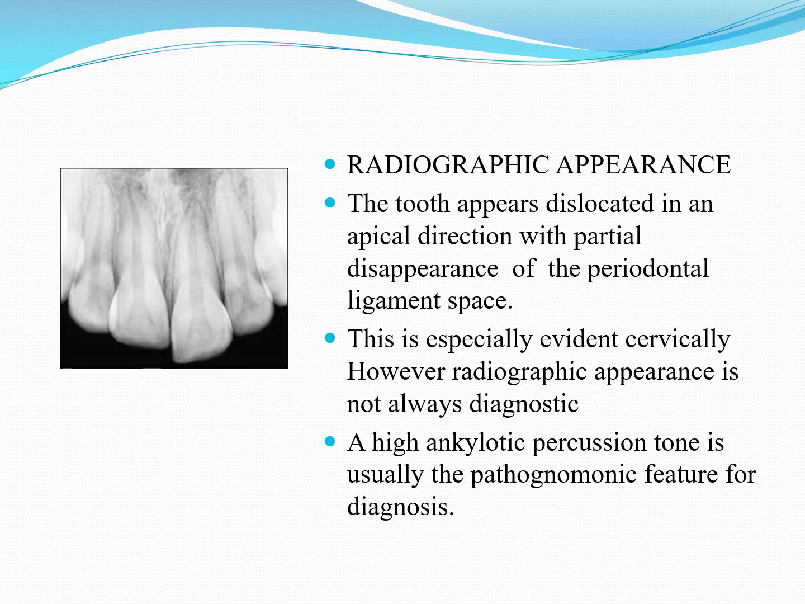So when the tooth is moved in the apical direction, that is called intrusive luxation, and the tooth appears dislocated in an apical direction with partial disappearance of the periodontal ligament space, and this is especially evident cervically.